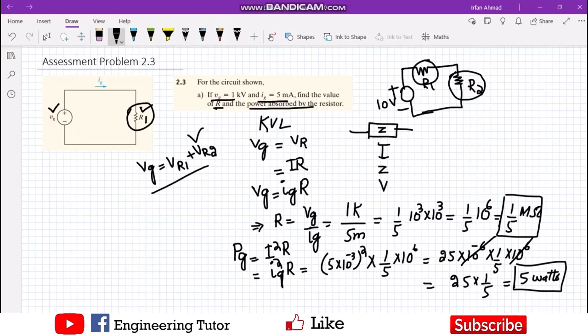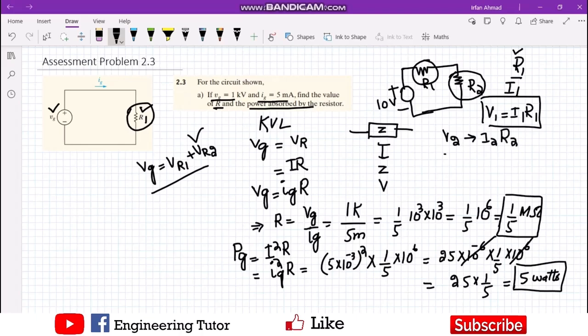So to find out the value of voltage across R1, we should have I1 as the value of R1 is given. So when we have I1 and R1, we can easily find it out by using Ohm's law. Similarly, to find out the value of V2, we should have I2 and R2.